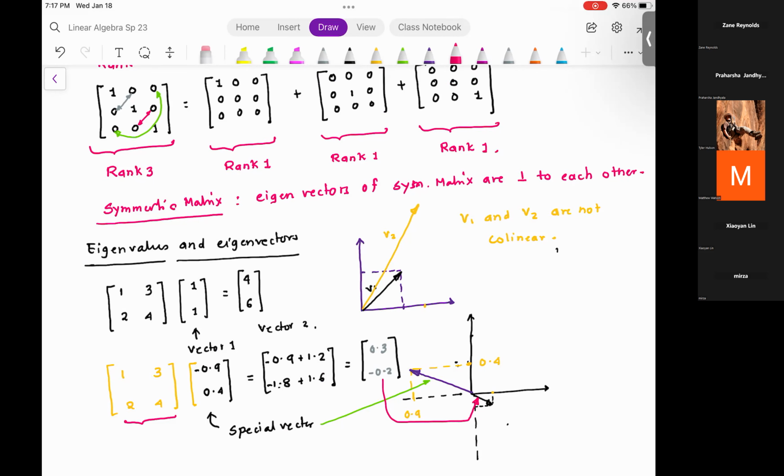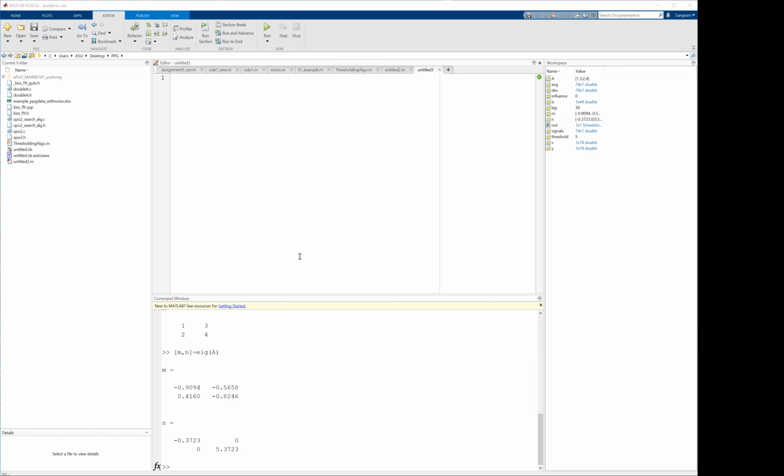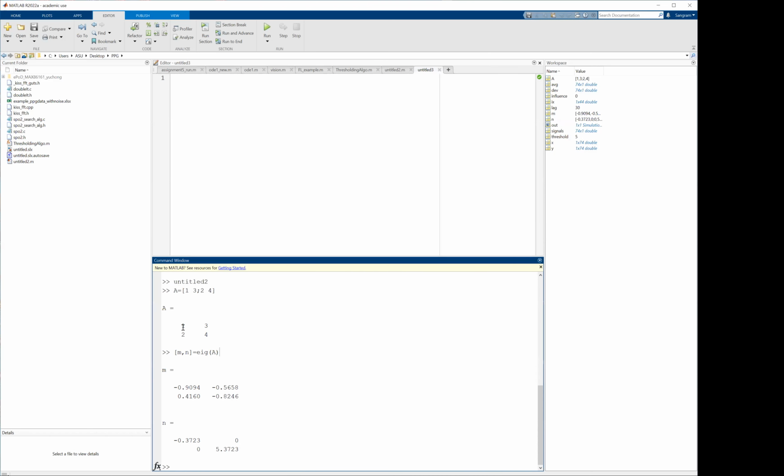Very good question. I should have shown this. Can you see my screen? So this is the matrix 1324. Can you see that when I find the eigenvectors and eigenvalues, I get this matrix, wherein 0.9094 and 0.4160, this is my first eigenvector. And then this is the second eigenvector. And what you see here are the eigenvalues of the matrix.